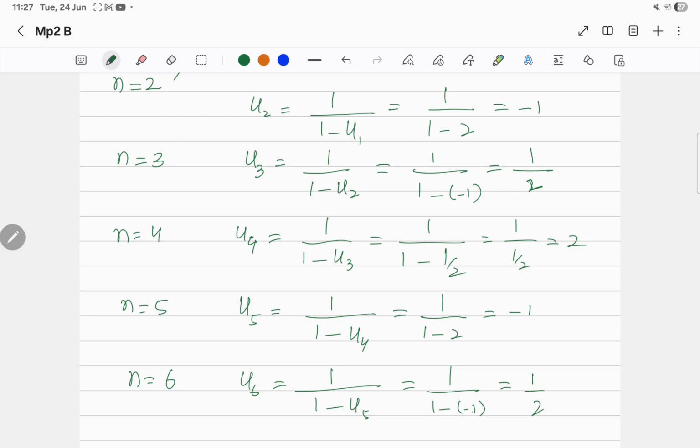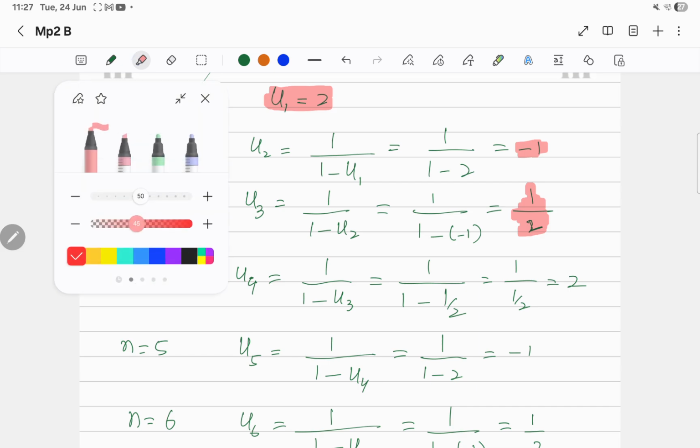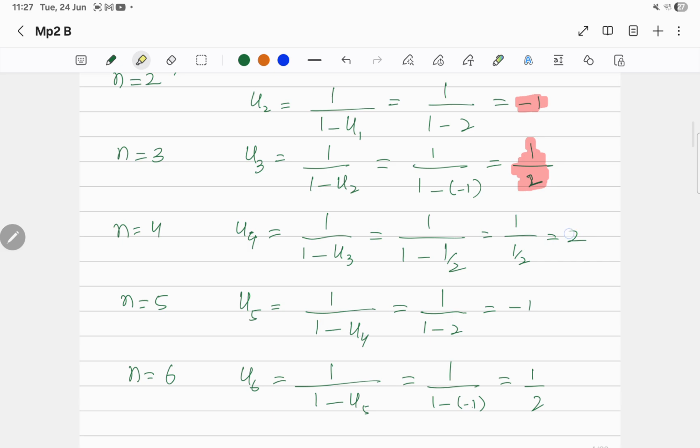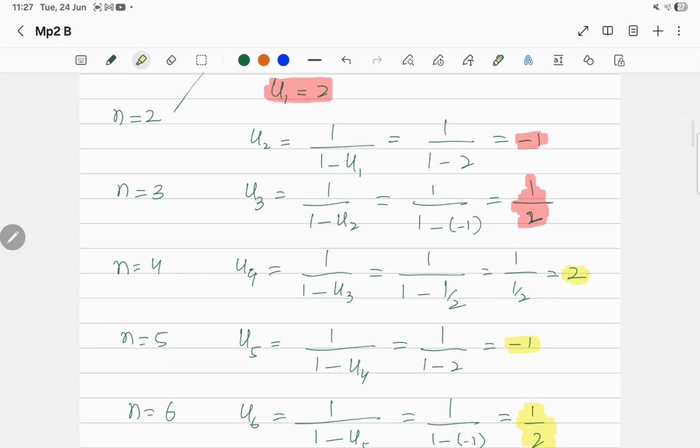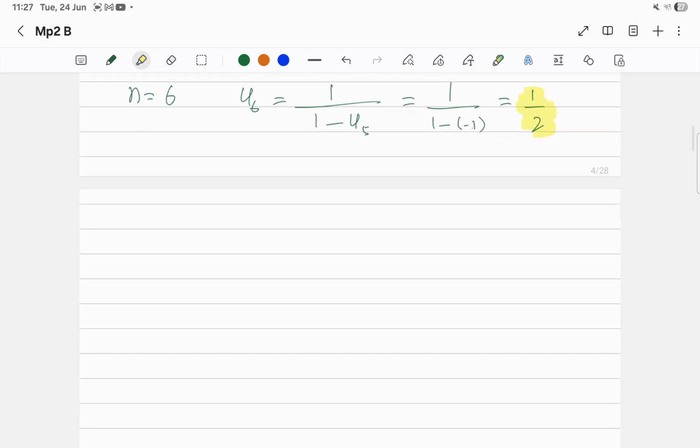Okay, so you can see now u1 is 2, u2 is minus 1, and u3 is half, and u4 is 2, u5 is minus 1, and u6 is half. So you can see the symmetry is 2, minus 1, half, then again 2, minus 1 and half, so it's a periodic sequence, so we can write the values in that way.